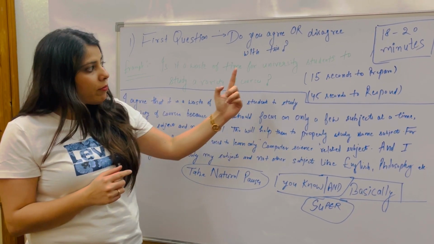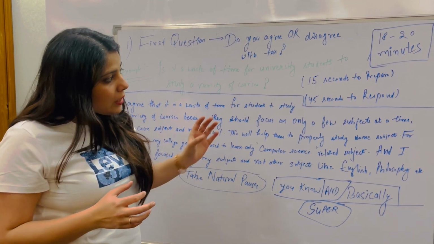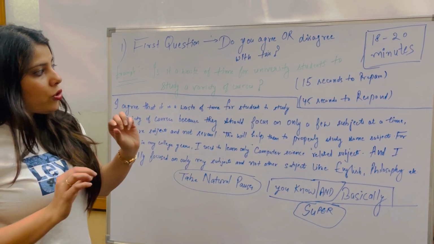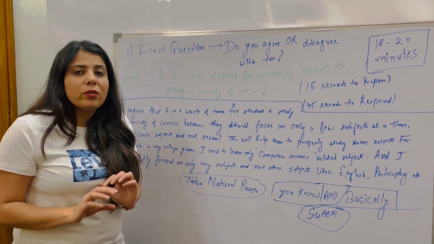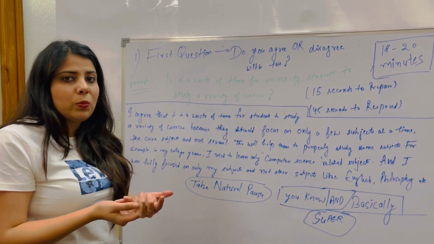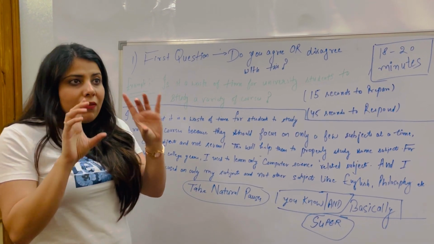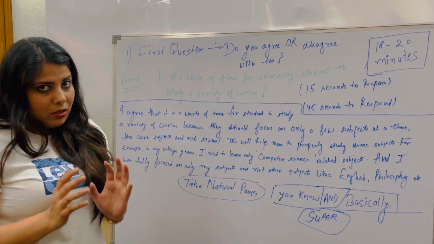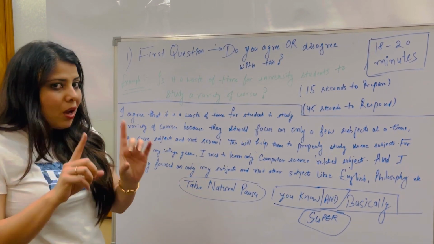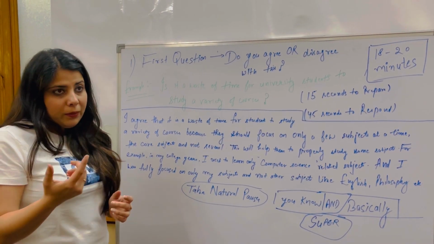Is it a waste of time for university students to study a variety of courses? You'll get 15 seconds to prepare and 45 seconds to respond. After 15 seconds, once you're done preparing, you'll hear a beep sound. After that beep sound, you need to start speaking. And when you start speaking, you should imagine that someone is listening to you, an examiner, because this is not some software which is checking your answers, it's a real person checking your response. So you need to speak properly.